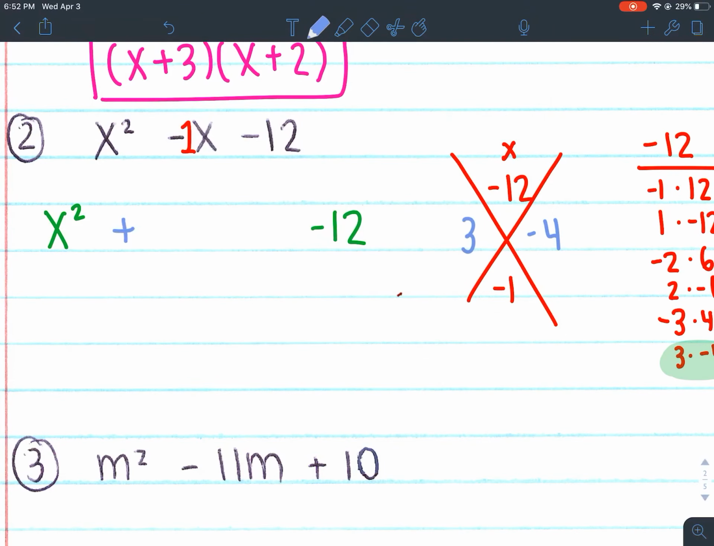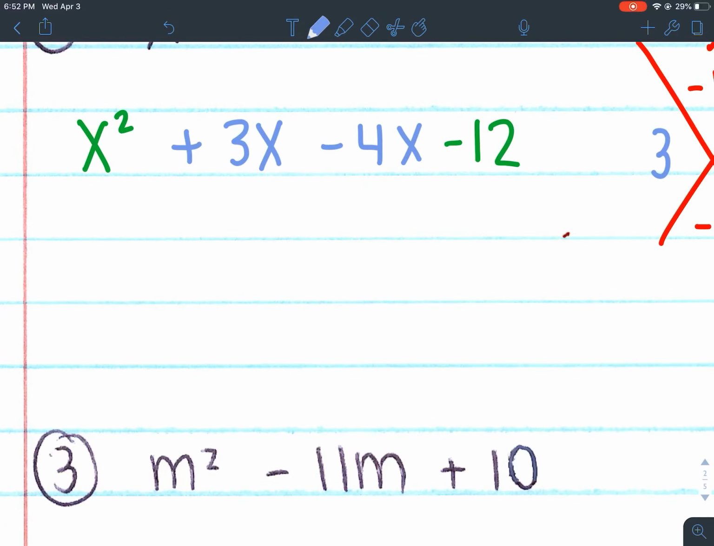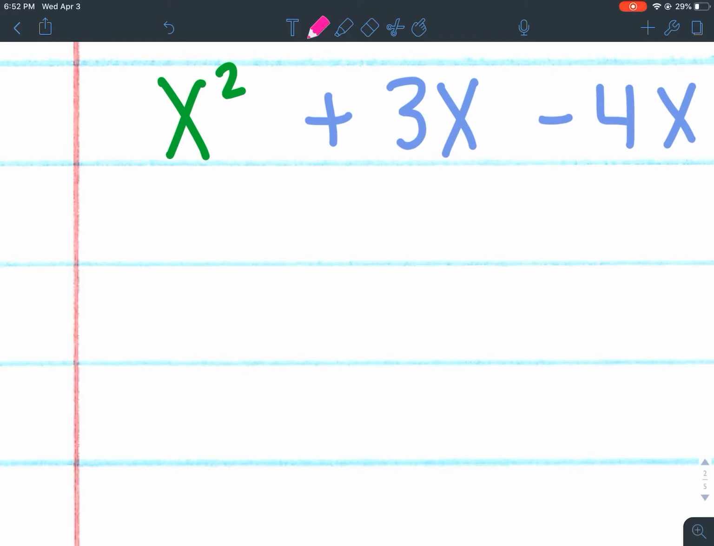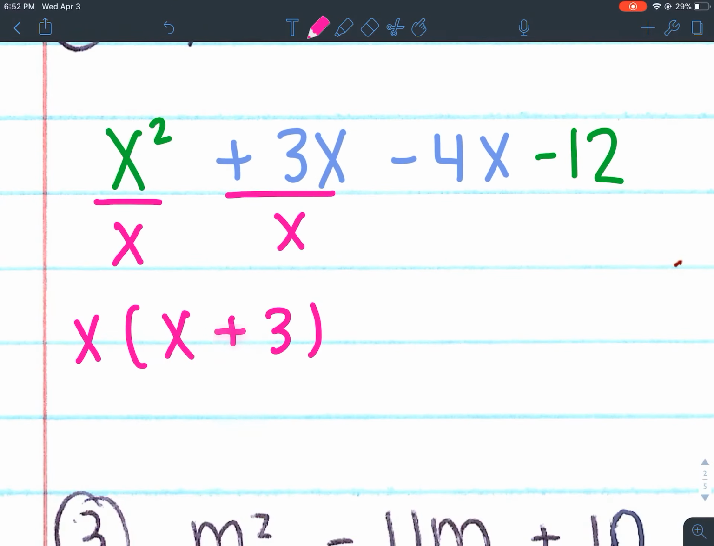So, we have positive 3x and negative 4x. And then you can check, does this add to make negative 1? Yeah. And now that I have 4 terms, I can go ahead and factor by grouping. So I'm going to look at my first 2 terms. The most I have is x. So I factor out an x, and I have x plus 3 remaining on the inside.